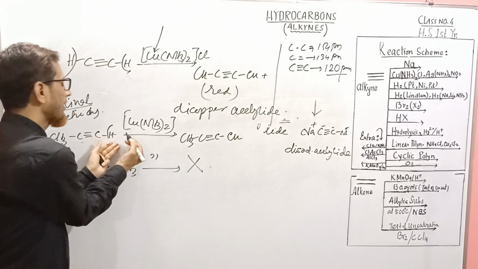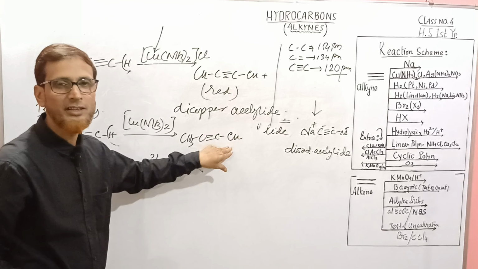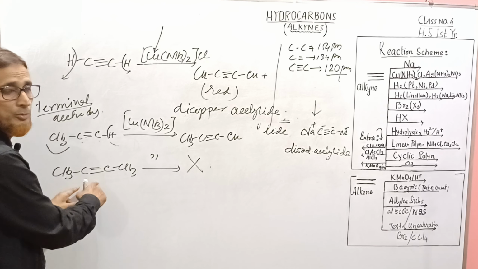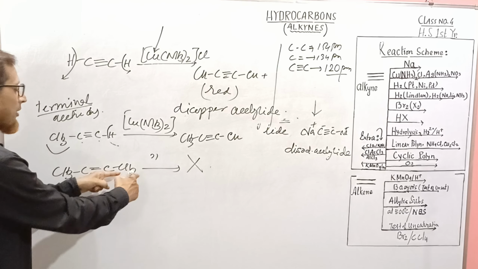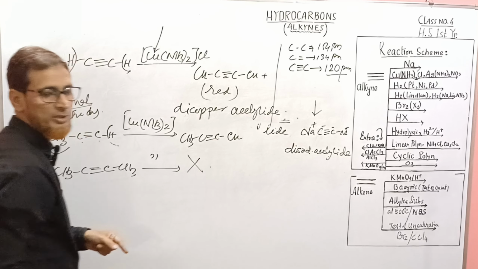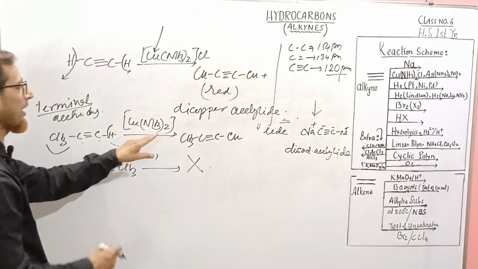If there is terminal hydrogen, the reaction will occur and it will give a red color solution. If there is no terminal hydrogen, as in butyne-2, it will not react, and no colored substance will appear. So you can distinguish two alkynes with the help of this.